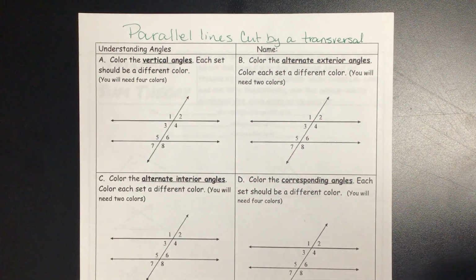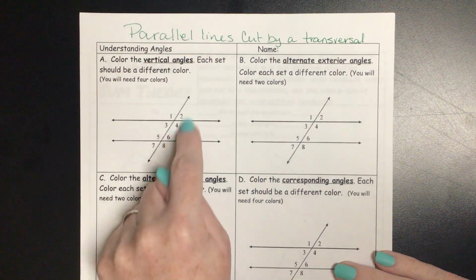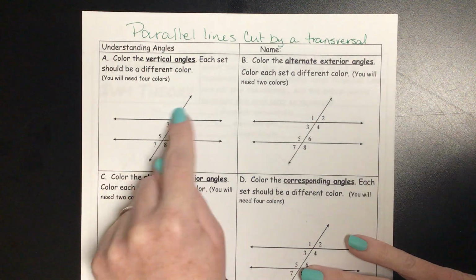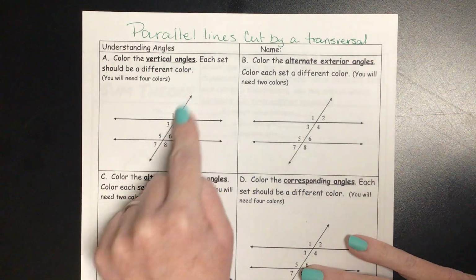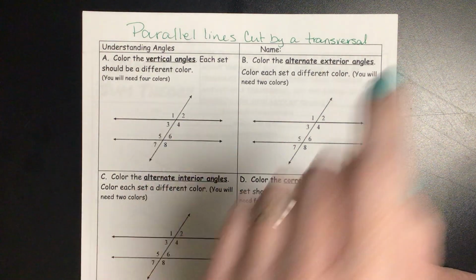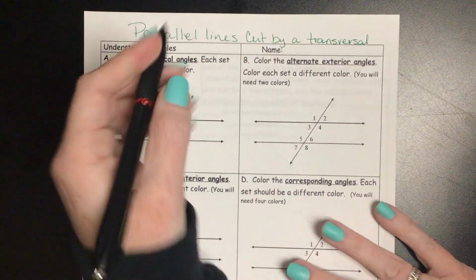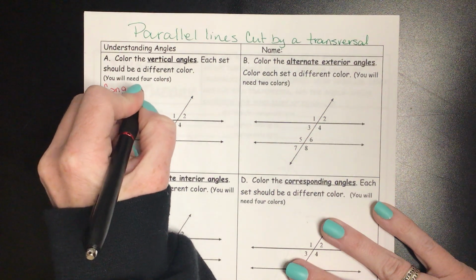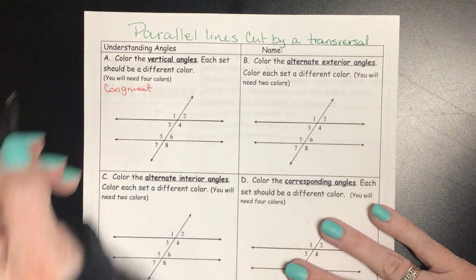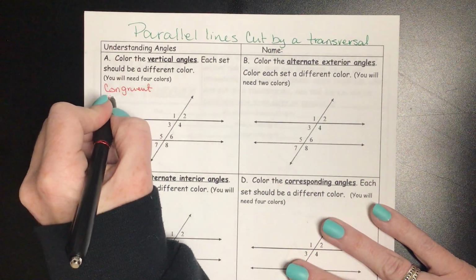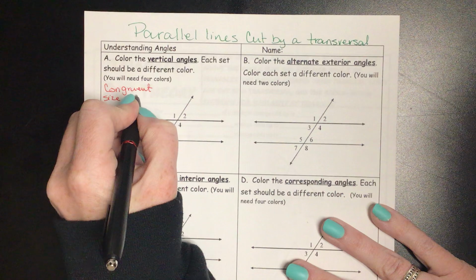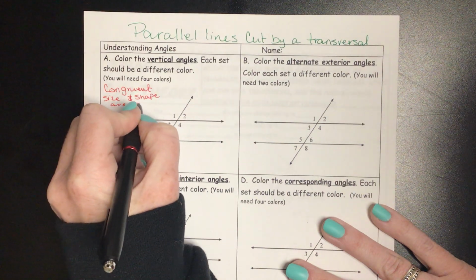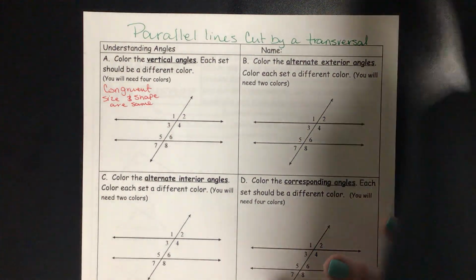Vertical angles are angles that fall around one intersection of one of the parallel lines and the transversal, and these angles are congruent with one another. So vertical angles are congruent. What does congruent mean? They're the same size and shape. The size and shape are the same.